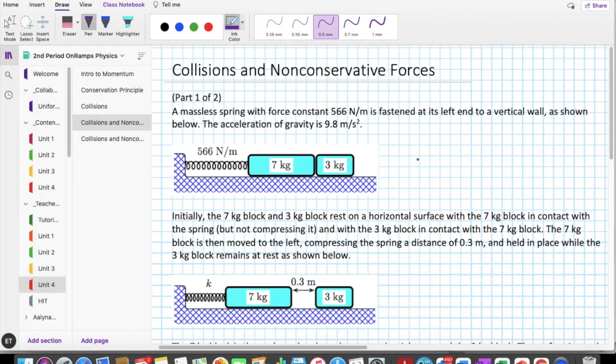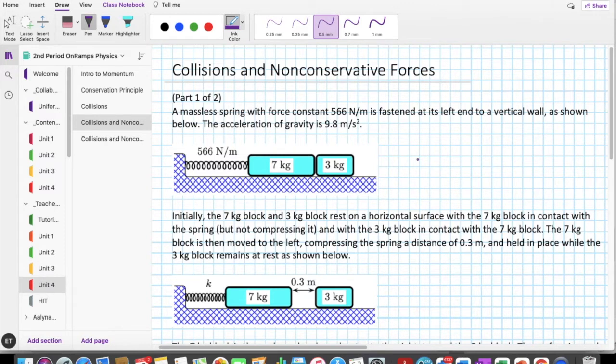Let's get right to this example. It's about collisions and non-conservative forces. This is one of the, let's say, difficult ones, but it's okay. I'll show you how to do it, and you'll see it's not even that hard. This one has two parts. It's a two-part problem. Let's work on the first one.